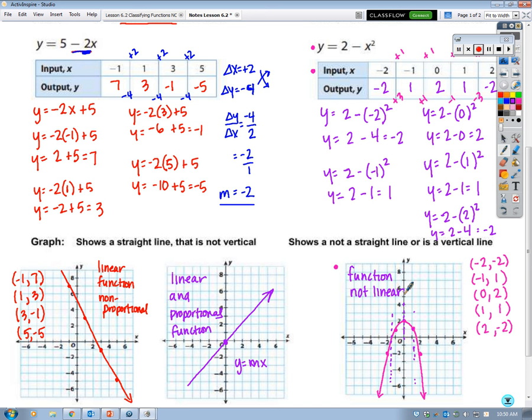And so that's what you are doing in this lesson: you are identifying functions, if they are linear or nonlinear, and if they are proportional or non-proportional. Now, if they are not linear, they can't be proportional, so you've already ruled that out. I don't even have to look at this one and say that it is not proportional, because it's not. It could have gone through 0,0, but it being a curve tells me that it's not linear, and if it's not linear, it's not proportional. So keep that in mind.